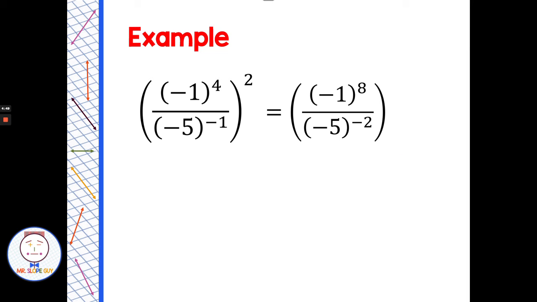Now, what happens when I multiply negative 1 an even amount of times? Well, when I multiply negative 1 an odd amount of times, I get a negative answer. When I multiply negative 1 an even amount of times, I get a positive answer.